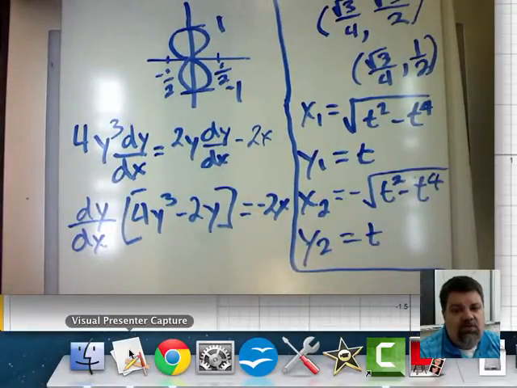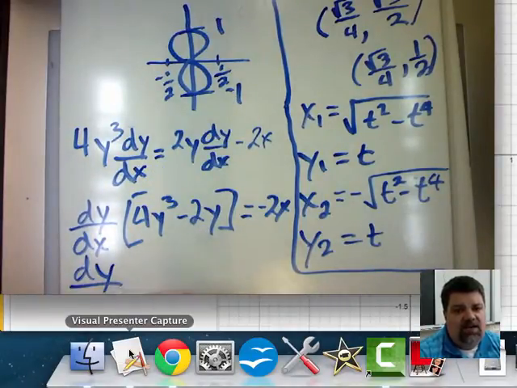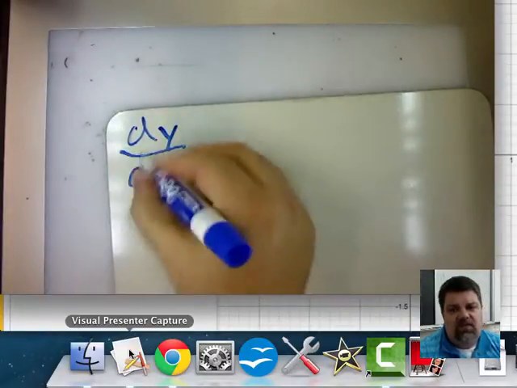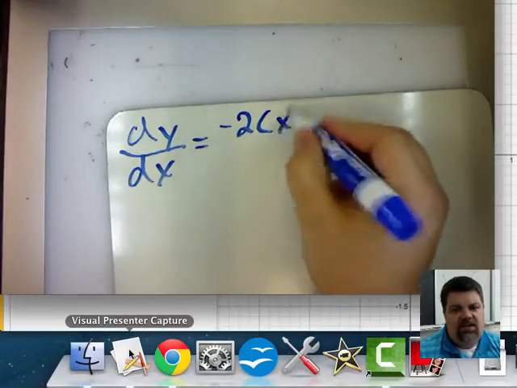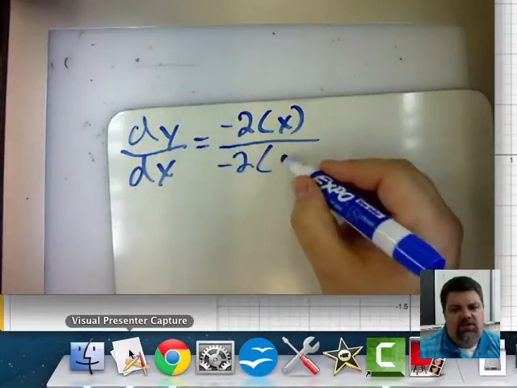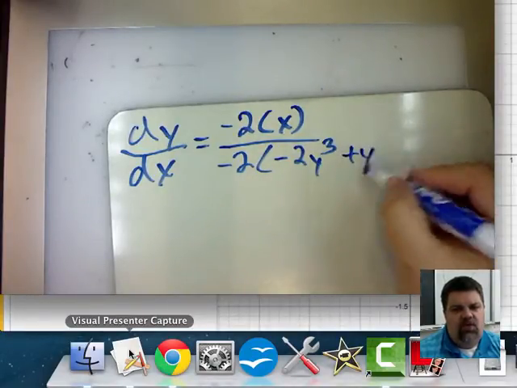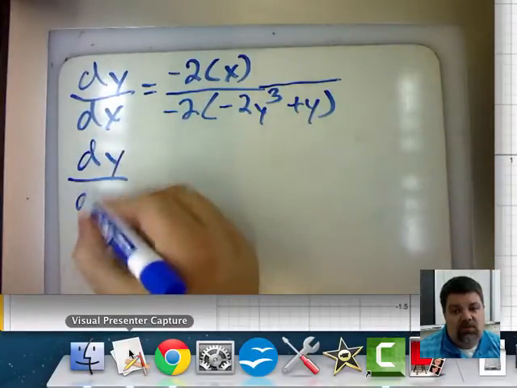And so now what I'm going to do is take every term that has a dy dx in it and put it on one side of the equal sign, factor out the dy dx, and then divide both sides by 4y cubed minus 2y. And so then I get the derivative, and I'll write this down on a new line here: dy dx is equal to, if I factor out the 2, -2 over -2 times the quantity -2y cubed plus y.